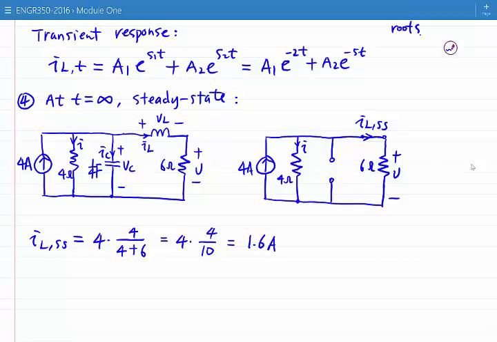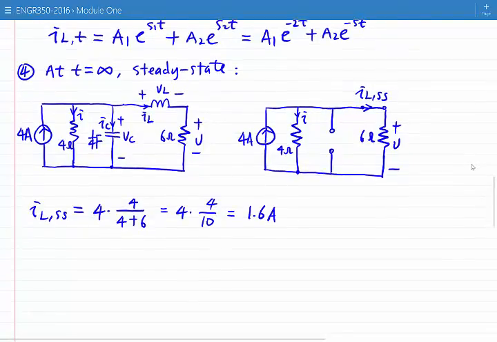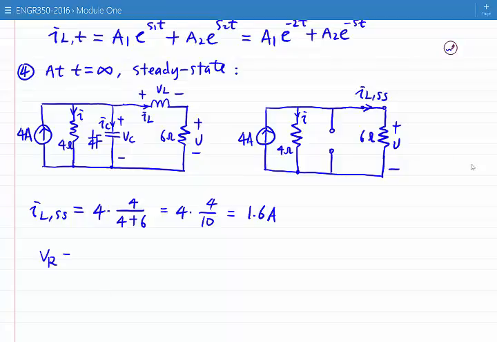If you are not very familiar with the current divider, we can also use another way to calculate the current flowing through the 6 ohm resistor. First we can calculate VR. We know the total current is 4 amp. How much is the total resistance for the parallel branch, the 4 ohm and 6 ohm parallel branch? The total resistance is 4 times 6 for the numerator, over 4 plus 6 for the denominator.